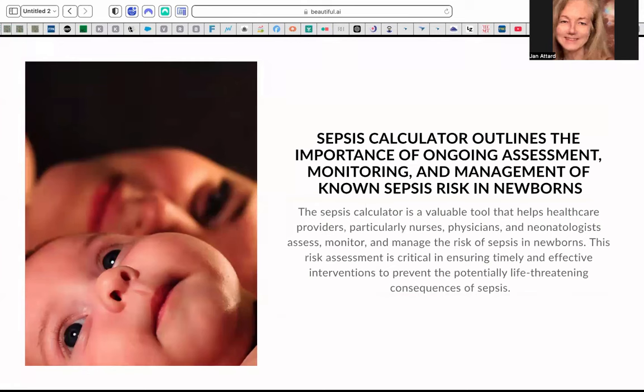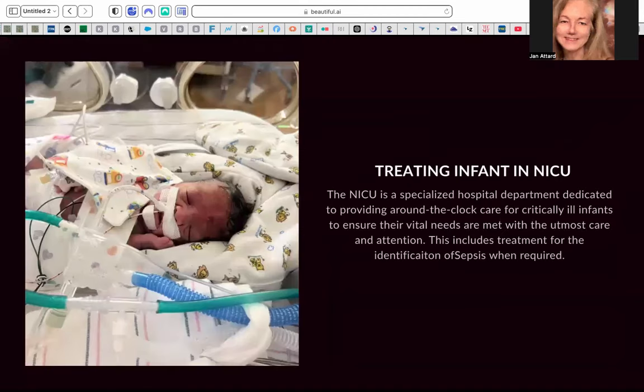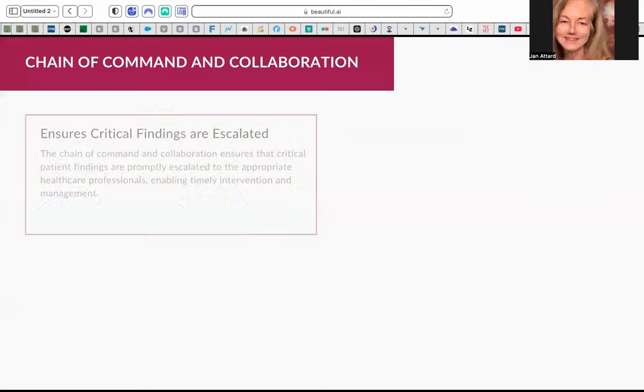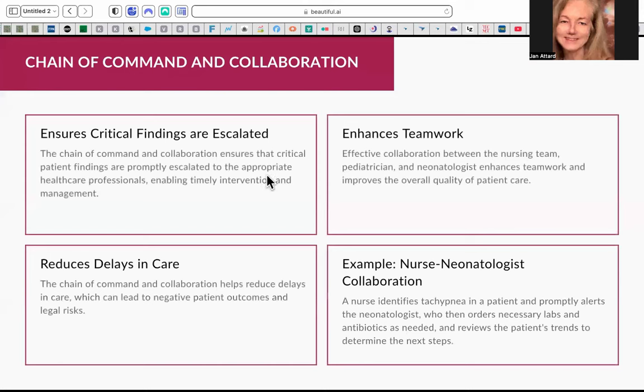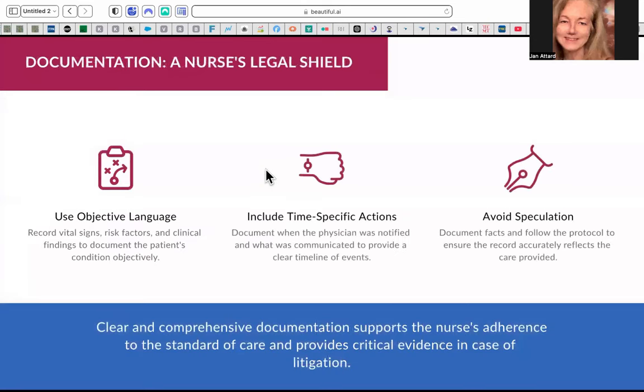We monitor, we manage. The sepsis calculator is a valuable tool. We treat, okay? We treat stable infants. We treat critically ill infants. We treat infants before they become critically ill because we identify sepsis early, and we work with families. We ensure the critical findings are escalated. We enhance teamwork. We reduce delay, and we enhance collaboration.